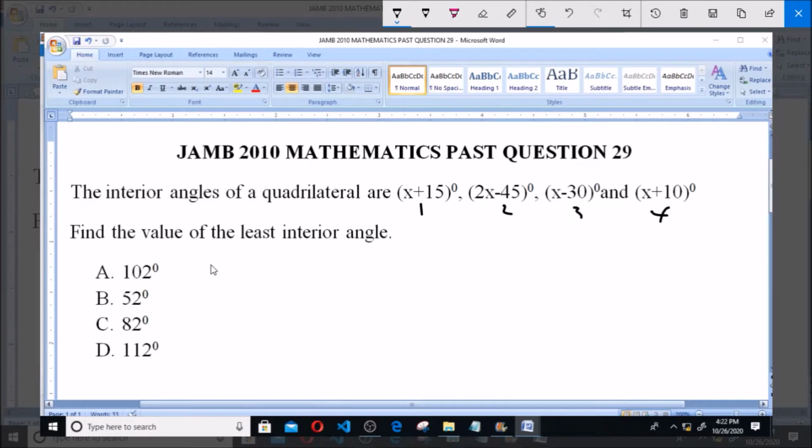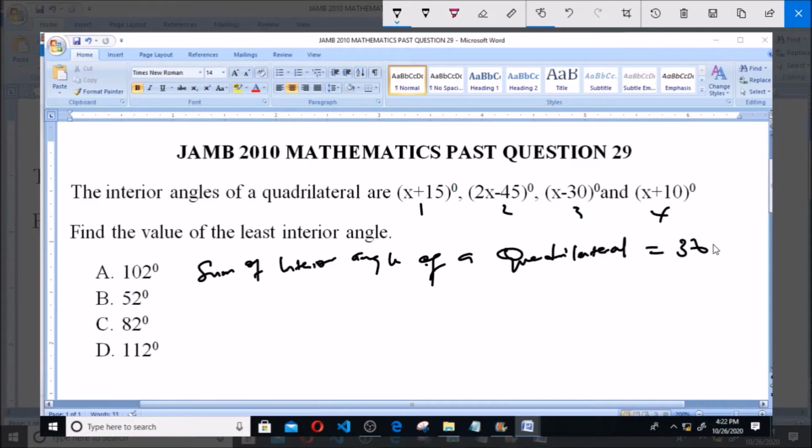Now the sum of interior angles of a quadrilateral, like a square, I'm not saying this is a square, I'm just giving an example, is equal to 360 degrees. So from this we can deduce that x + 15 + 2x - 45 + x - 30 + x + 10 is equal to 360 degrees.